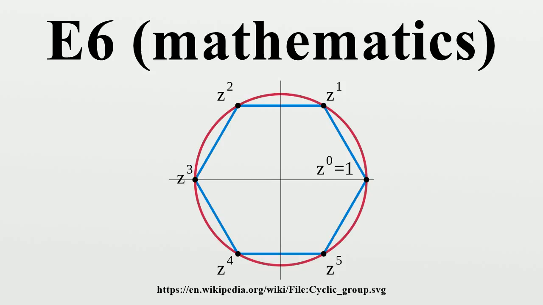In particle physics, E6 plays a role in some grand unified theories. Real and complex forms: there is a unique complex Lie algebra of type E6, corresponding to a complex group of complex dimension 78.